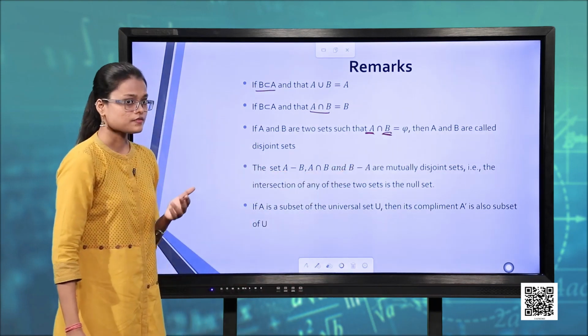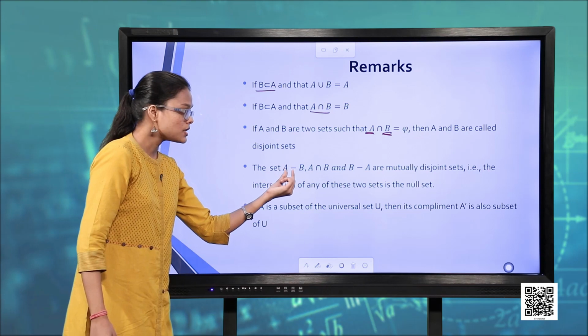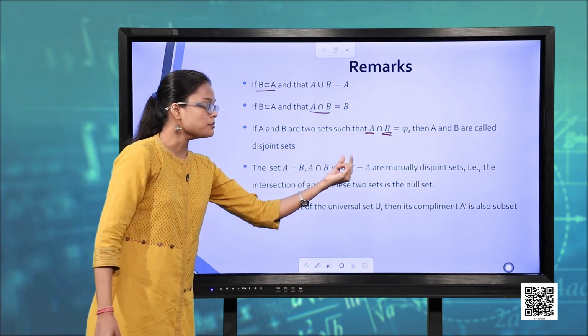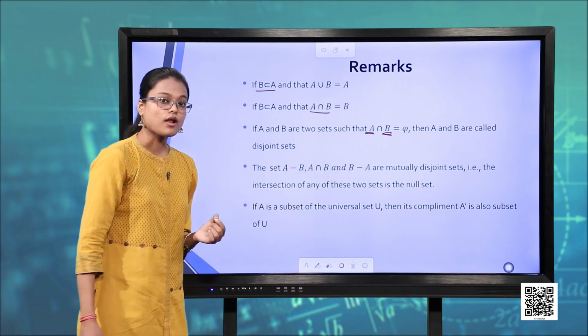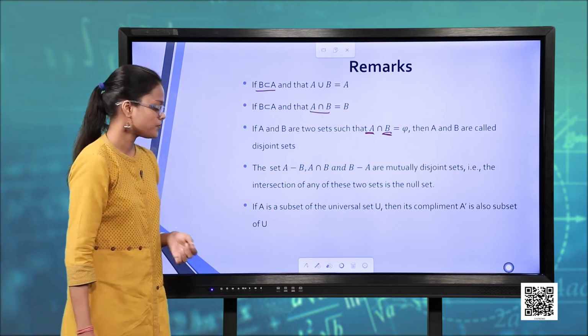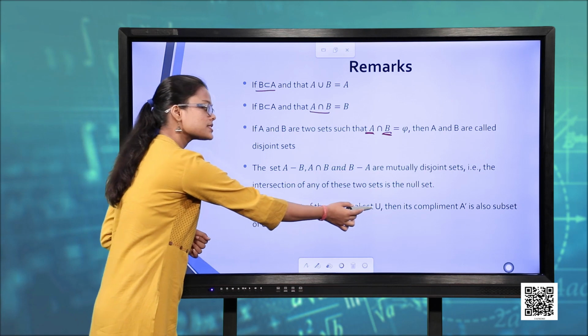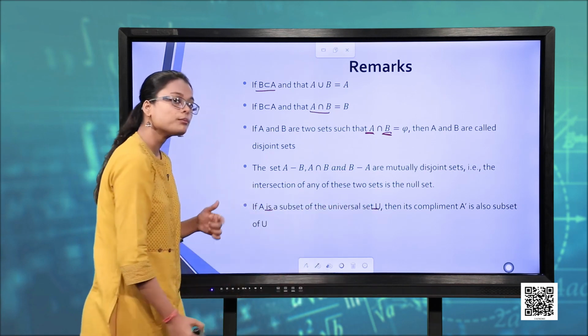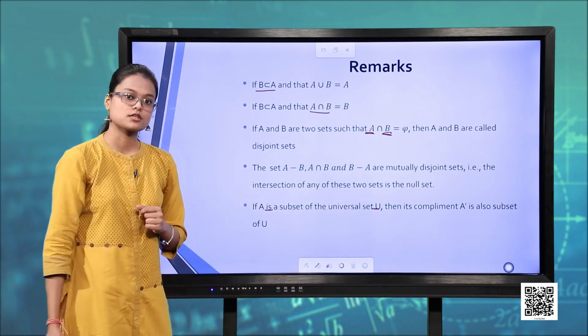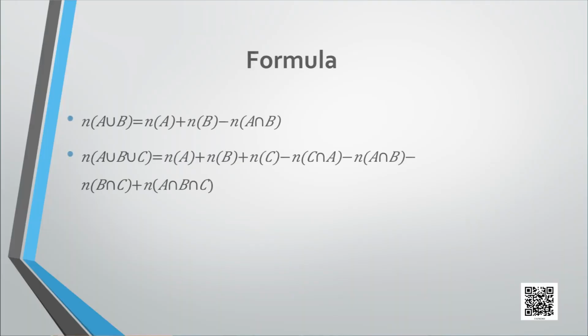Also, we have seen that A minus B, A intersection B and B minus A all are disjoint sets. Lastly, if A is a subset of universal set U, then the complement of it will also be a subset of U. Now, let us see some formulas which are very important for the practical questions.